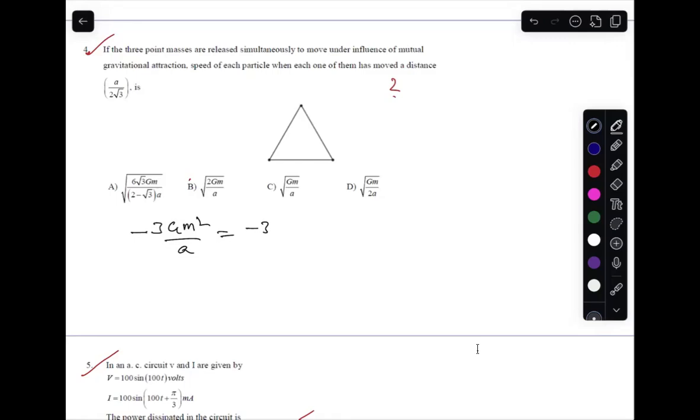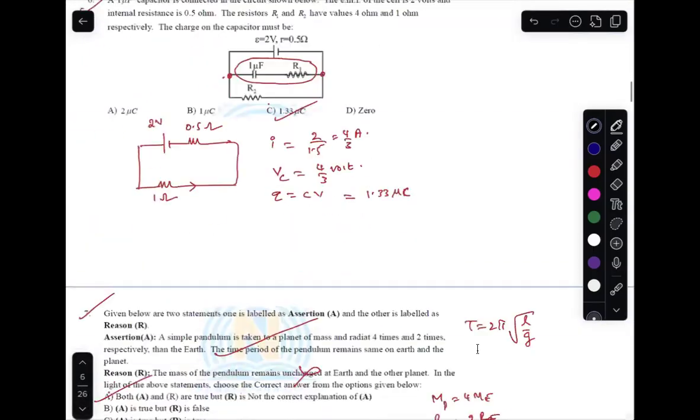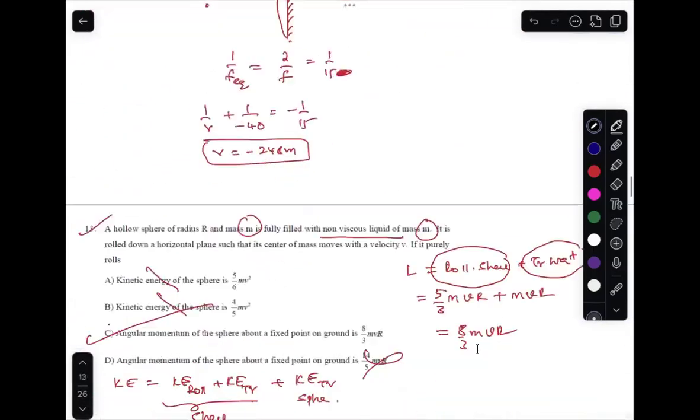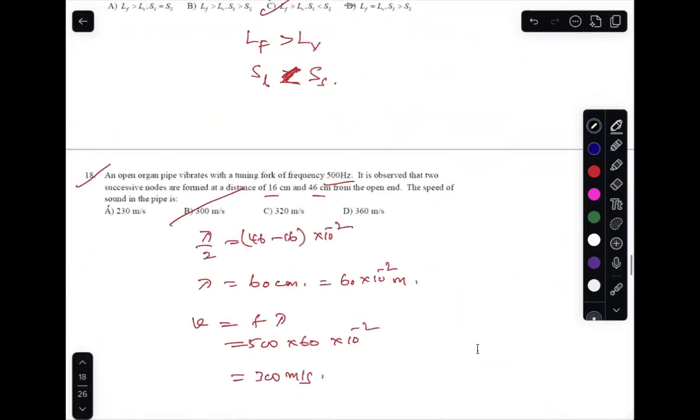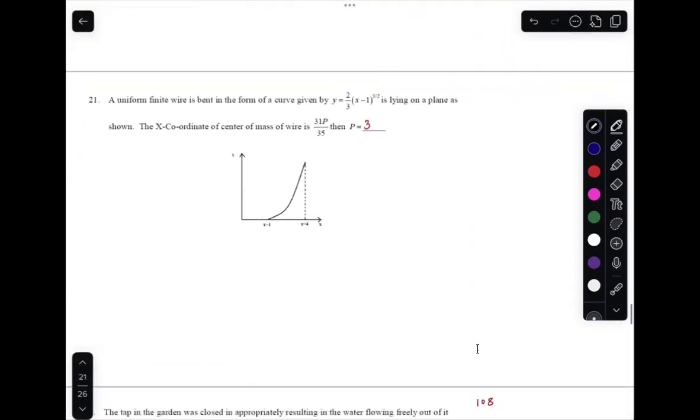Then that will become 3Gm square by A by 2, and that is the kinetic energy part into 3. Only then we will get this answer. But where did they mention that the initial distance of separation is A? That is my doubt. So I'm assuming B is the answer for this. So mostly I have done all the questions, and only the numerical part is left.